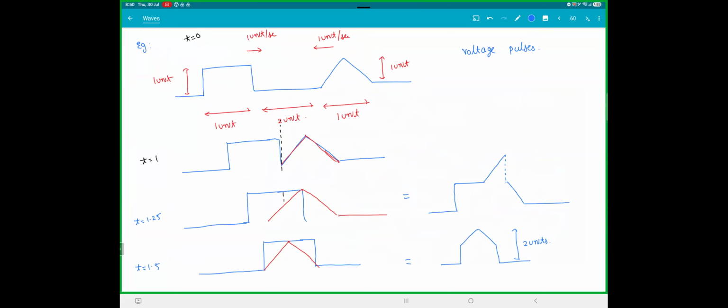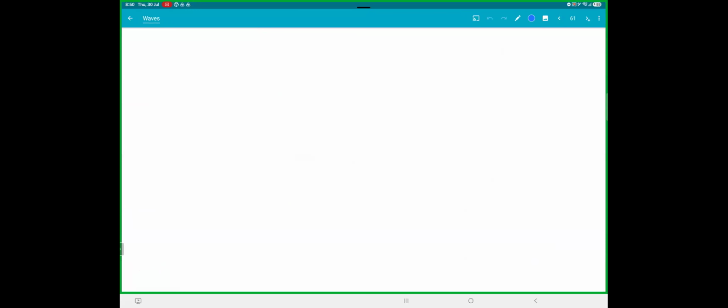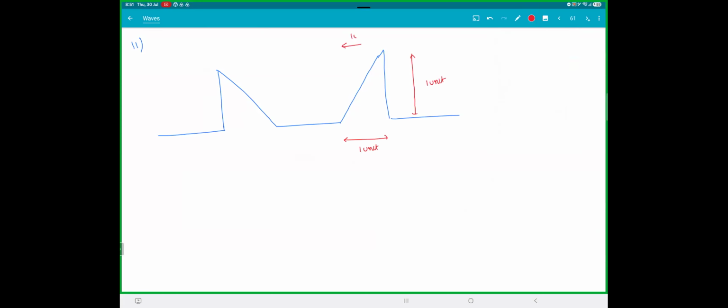Now you guys draw and tell me what is the shape of this. These are some not tough but decent questions. Let's say we have a triangle. This is 1 unit, 1 unit, 1 unit per second. So someone is sending two triangular pulses.